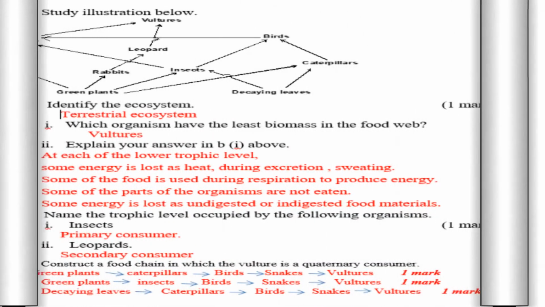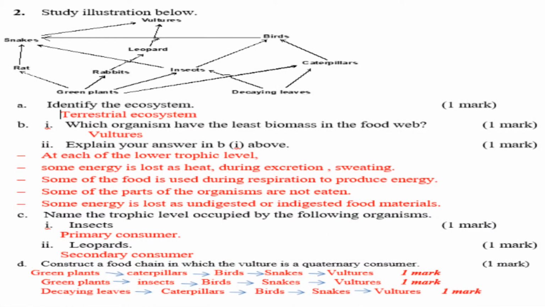Question number 2: study the illustration below. This one is a food chain. You can see vultures, snakes, leopards, birds, caterpillars, decaying leaves, insects, rabbits, and green plants. The food chain starts from green plants. Green plants are eaten by rabbits, which are eaten by snakes, which are eaten by vultures. That is the first chain.